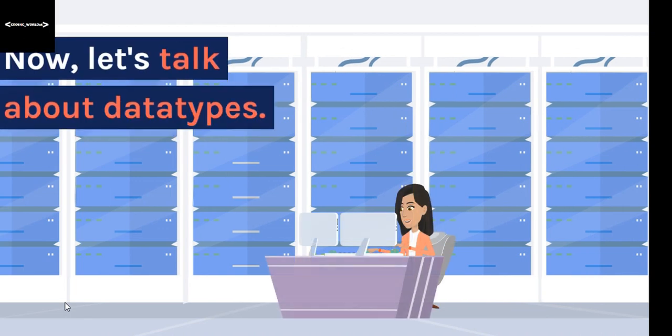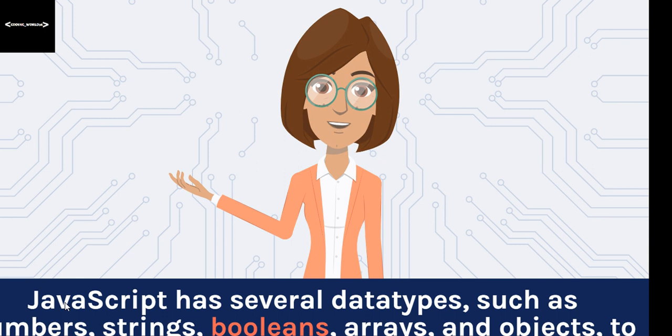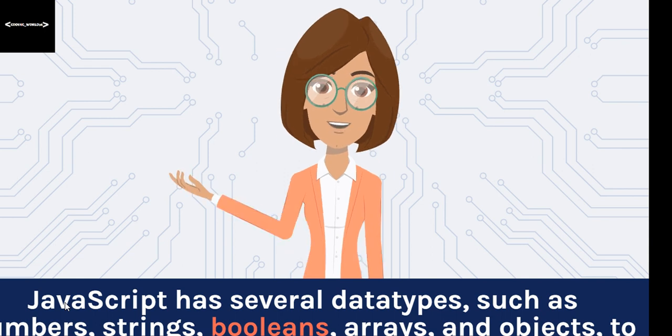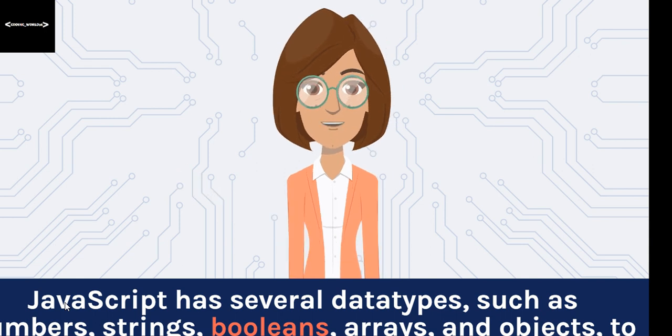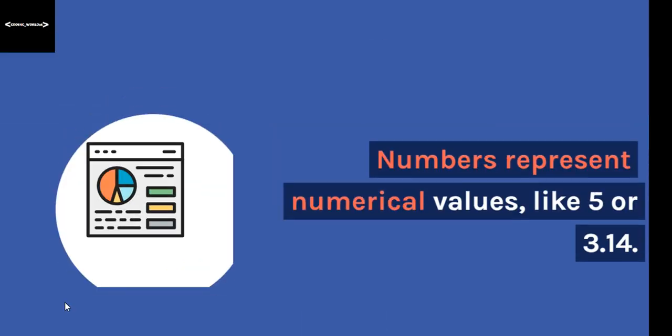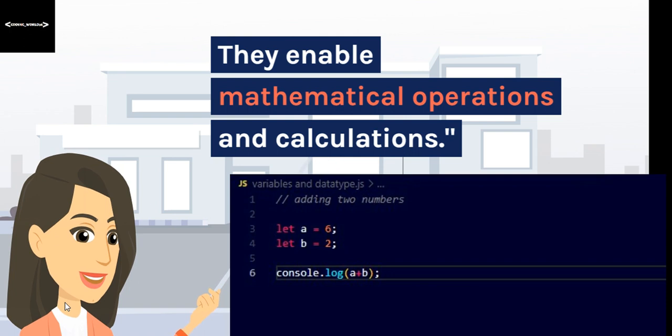Now, let's talk about data types. JavaScript has several data types, such as numbers, strings, booleans, arrays, and objects, to name a few. Numbers represent numerical values, like 5 or 3.14. They enable mathematical operations and calculations.